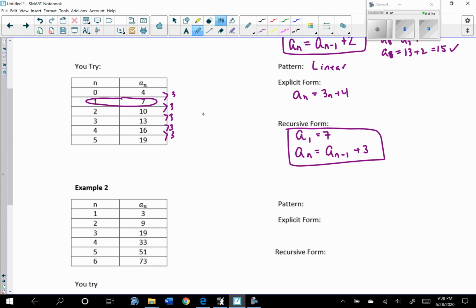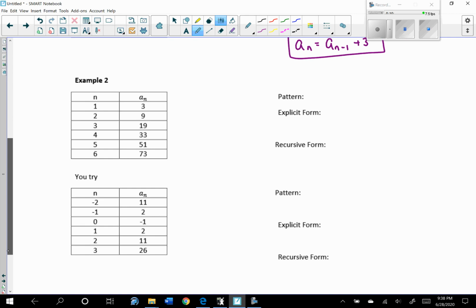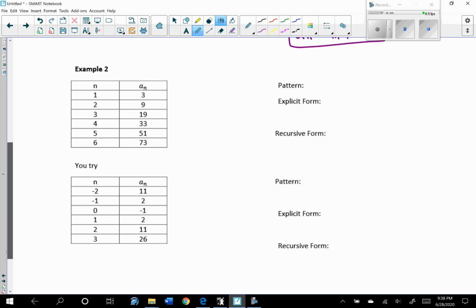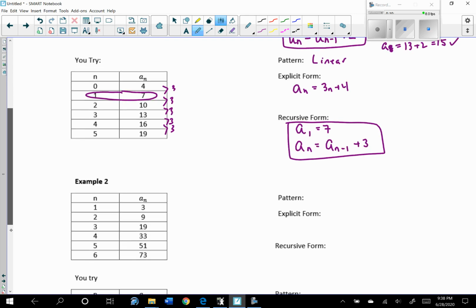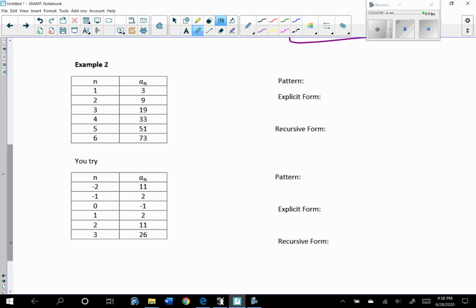Okay, so for the next one, let's go ahead and do the same thing. So we want to first look at our differences. So that means that first thing I'm going to do is go ahead and subtract. So 9 minus 3, which gives us 6.